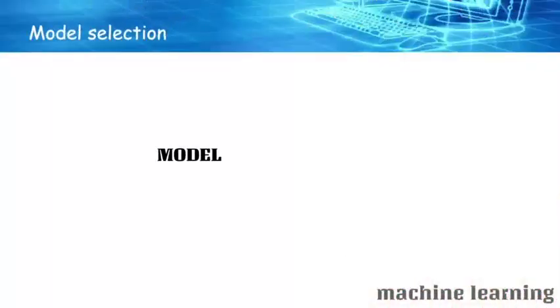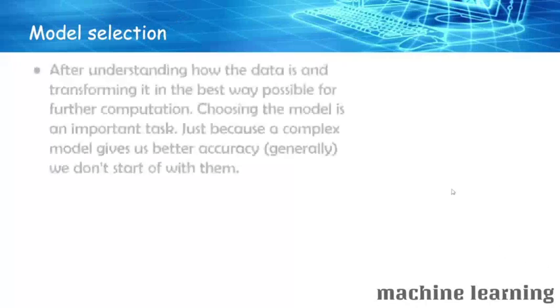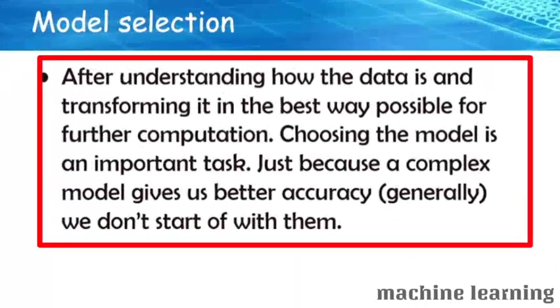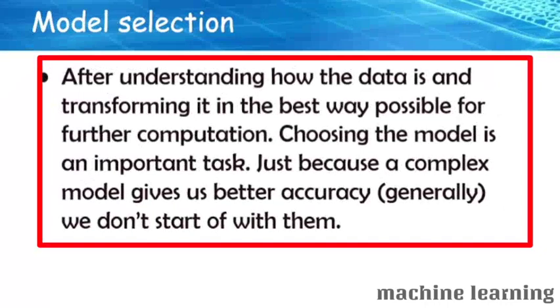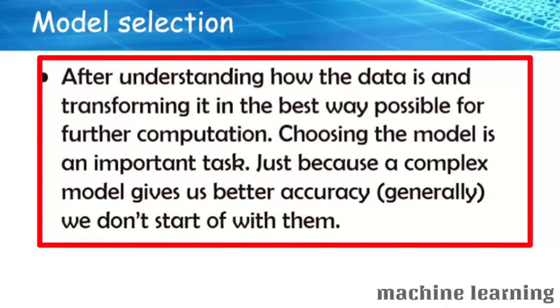And next we have model selection. Basically this is the step where we go through which kind of model we need for our particular application for training the model. After understanding how the data is and transforming it in the best ways possible for further computation, choosing the model is an important task. Just because it is a complex model doesn't mean it will give us the best accuracy score. So it is like generally.